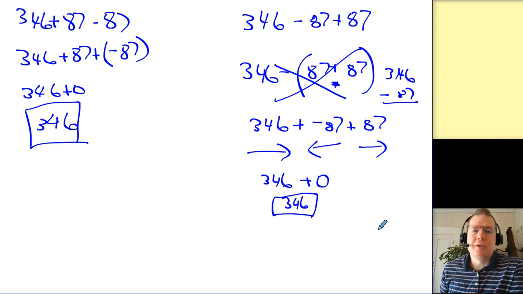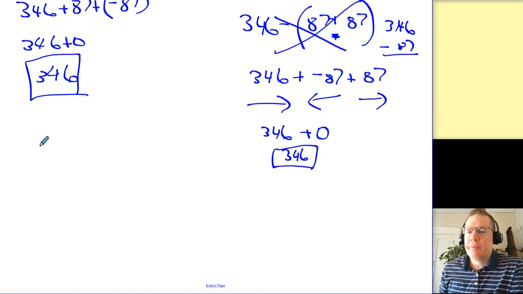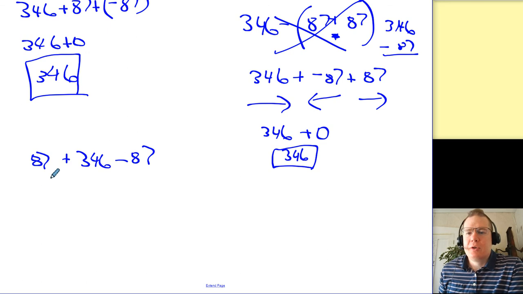So I get 346 again. We can shift this around a little bit here. Instead of starting with 346, we could see a problem like this, where it's not so obvious that I have opposites next to each other. It's really important before you dive into a problem moving left to right that you look at what numbers are there, how they relate to each other.